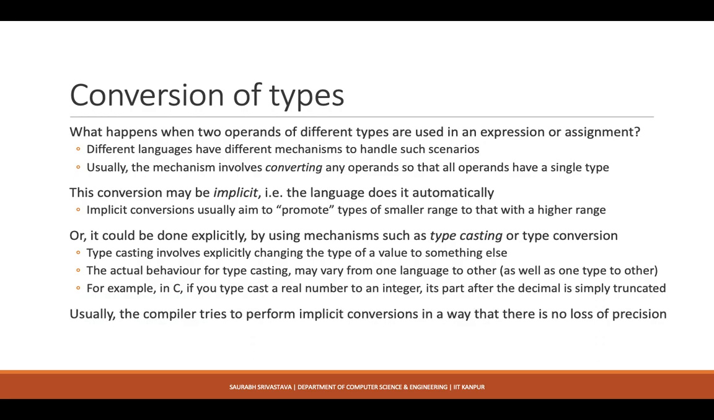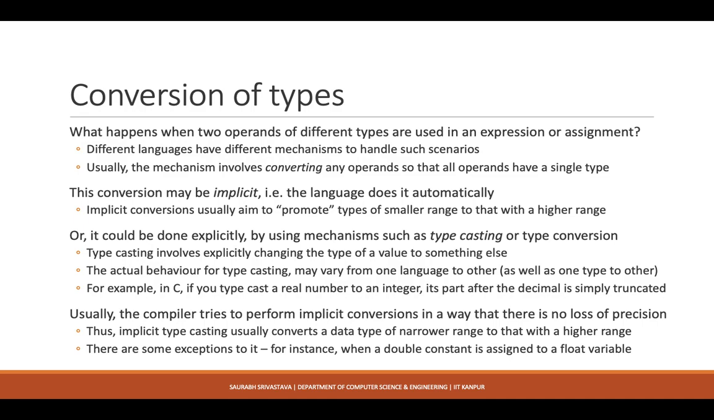Now, usually the compiler tries to perform implicit conversions in such a way that there is no loss of precision. This is important, that the compiler tries its best, to be honest, to keep things in perspective. So that is why implicit typecasting usually converts a data type of narrower range to a higher range. That is what I just said before. But there are some exceptions. So for example, the constants that we use in C.